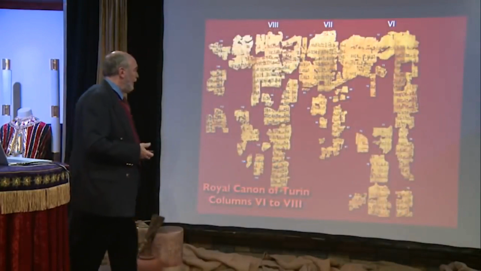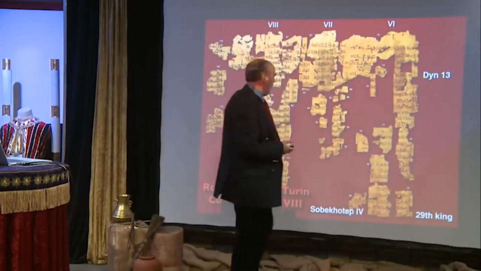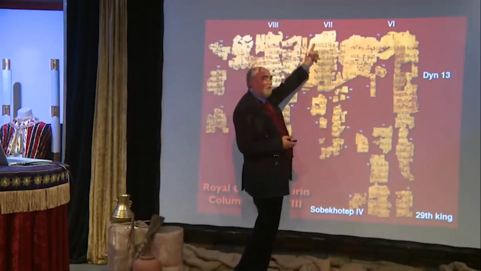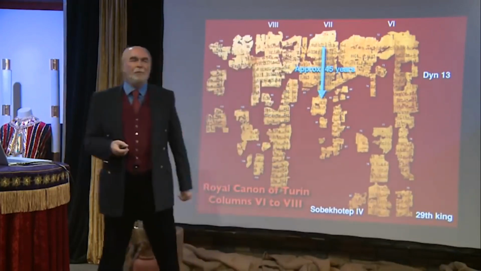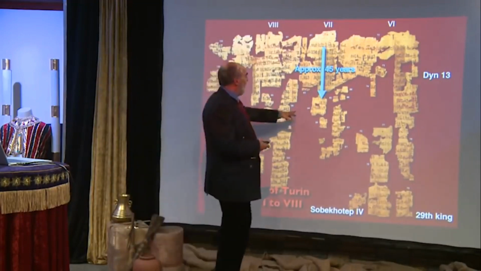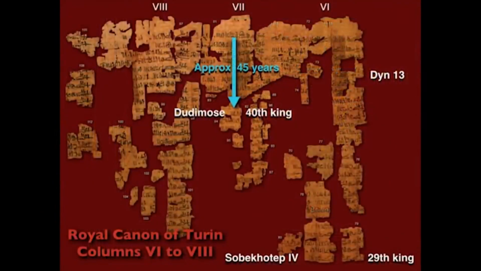When he died, there's the start of the 13th dynasty. When he died at the bottom of the papyrus, the 29th king, we come to the next column over here. We need to be looking for the pharaoh of the Exodus. So if I go 45 years down, it's approximately 45 because we don't have the exact dates, we come to this little fragment of the papyrus here and the name Dudimose. Remember that name, because he's the pharaoh of the Exodus, not Ramesses II. This nobody. This guy who nobody's ever heard of.